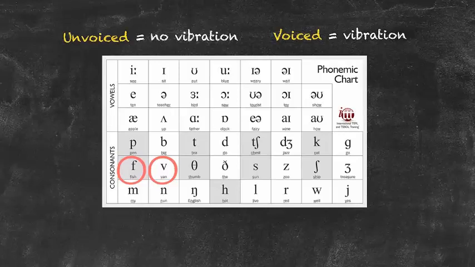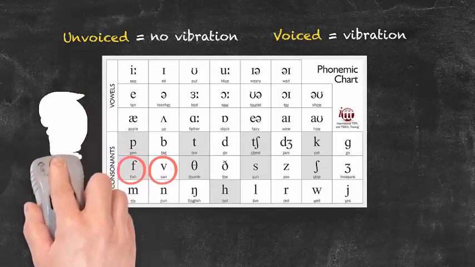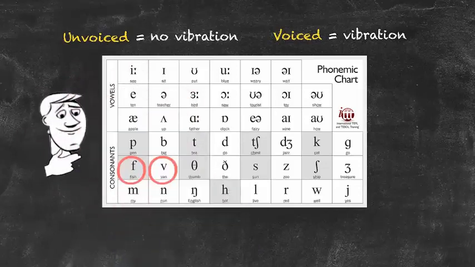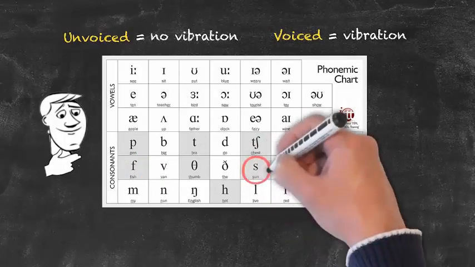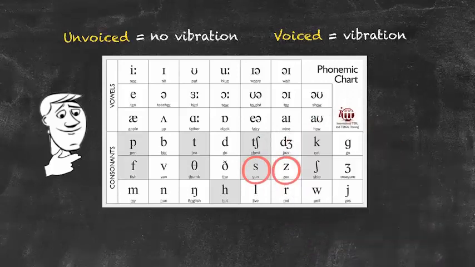We can demonstrate this to our students by asking them to simply place 2 fingers over their throat and feel the difference between f and v. You can try that at home now with the s and z sounds. Put your fingers over your throat and pronounce the s sound and then the z sound. You can quite literally feel the difference.